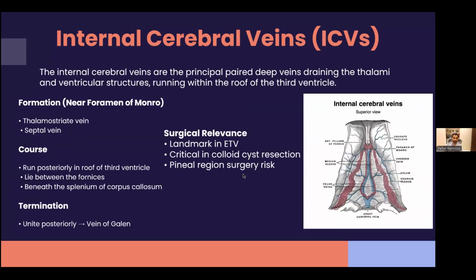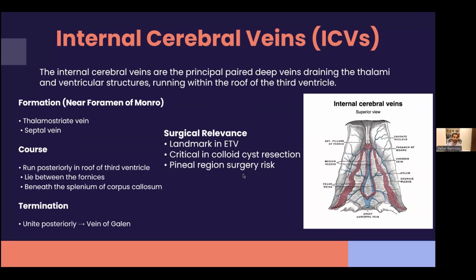So looking more closely at the structures in the deep venous system, your internal cerebral veins are paired structures that form near the foramen of Monro by the confluence of two major tributaries, your thalamostriate and your septal vein. The thalamostriate vein drains the thalamus and caudate nucleus along the floor of the lateral ventricle, and your septal vein will drain the septum pellucidum and the medial ventricular wall, which unite to form your internal cerebral vein.